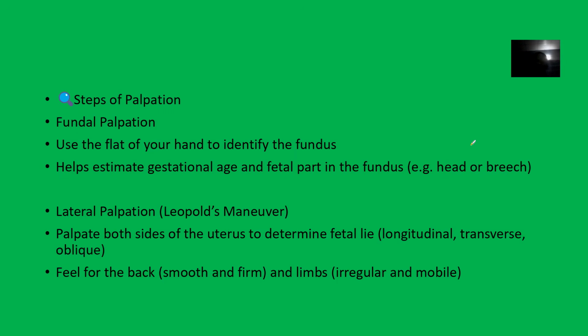Okay, then steps of palpation. Fundal palpation, you use the flat of your hand to identify the fundus. Do you understand? Like you use your hand like this, come down till you feel the top of the uterus. Then from there, if she's from week 20 up to 36, you can now measure and guess how old the pregnancy is. Then Leopold's maneuvers, okay, this way you palpate the size of the uterus, okay, and all of that. You feel for the back of the baby, you feel for the buttocks of the baby, you feel for the head of the baby. This will help you know how the baby is lying.